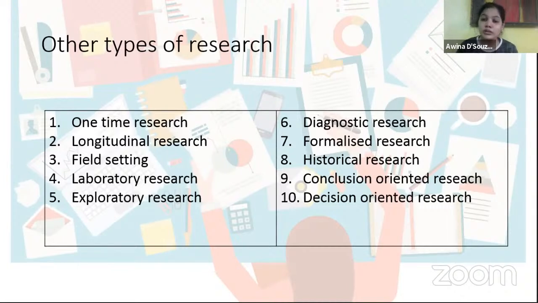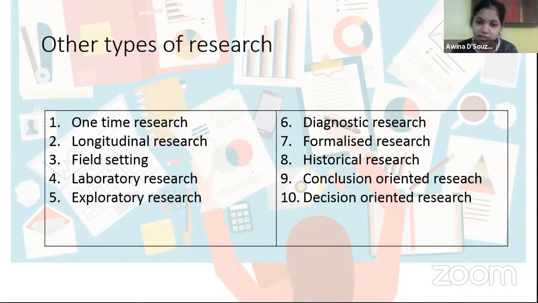Then you have historical research. So you're having research which is based on history. You go through the findings from the past and try to get research from that. Next, coming to conclusion oriented research. In conclusion oriented research, you aim that your concluded research is satisfying your research question, and that's it.